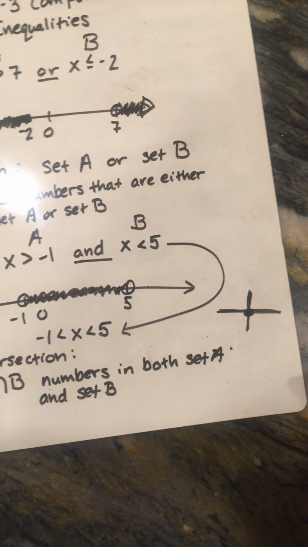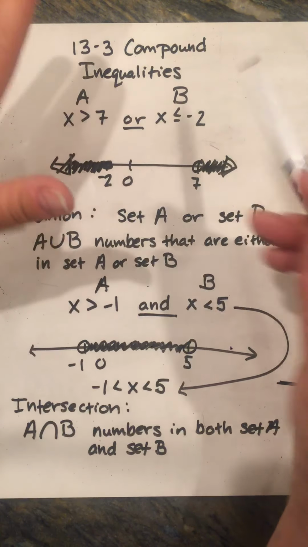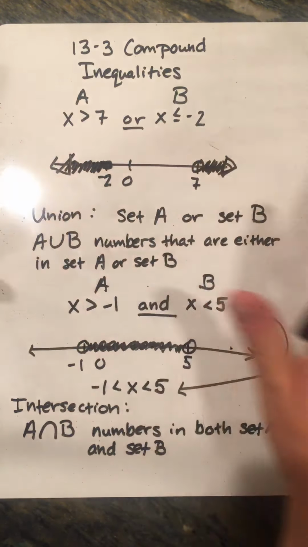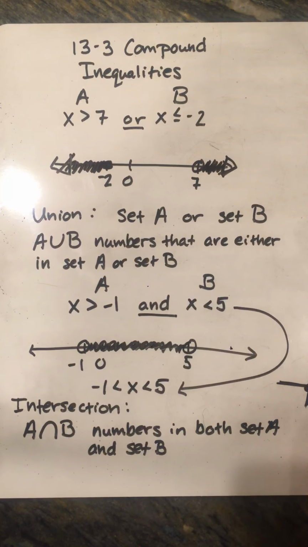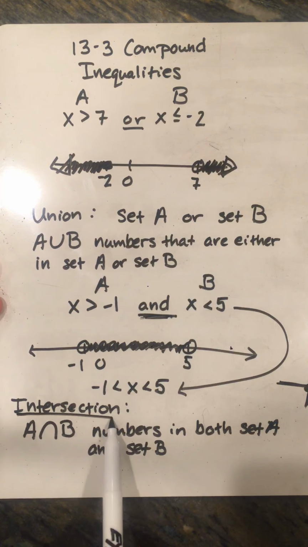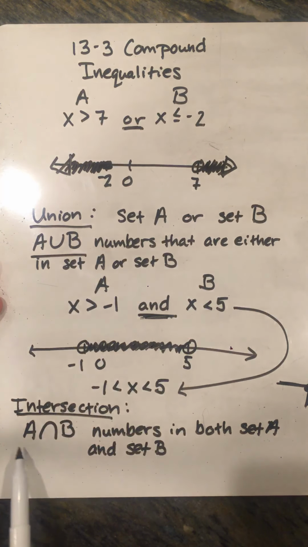overlap. The union is anything in one or the other. So it doesn't have to be in both. It can be in one or the other. It's a little bit more forgiving, I guess you'd say. This one is more precise. So we've got and goes with intersection, or goes with union, and here's our abbreviations. All right.